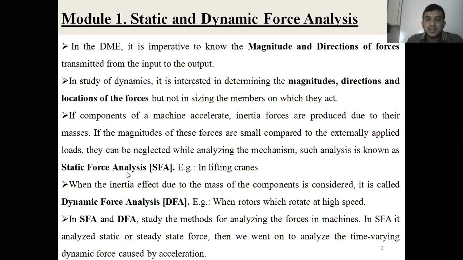lifting crane. Whatever forces are acting on each component of the lifting crane, that analysis is called a static force analysis. You can determine the magnitude, direction, and location of forces.